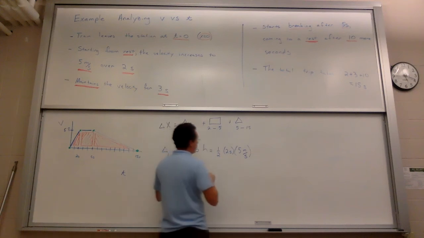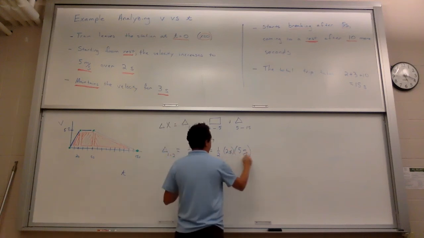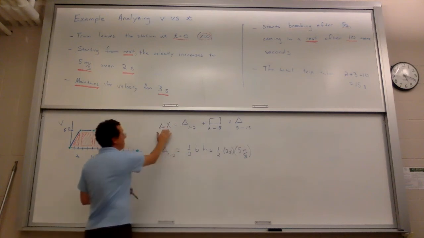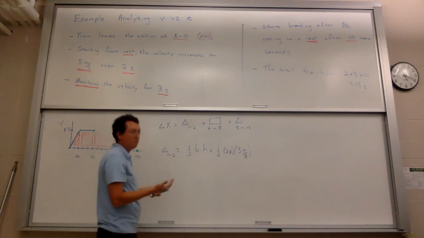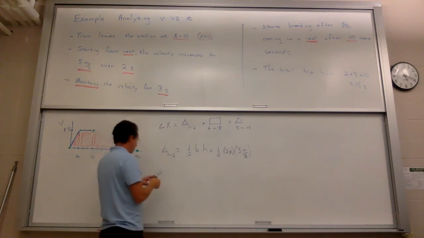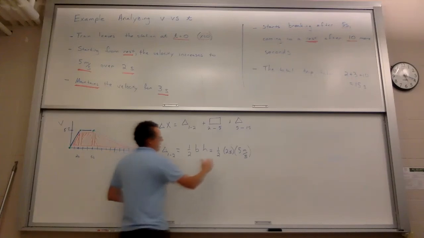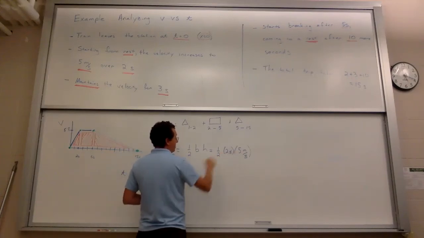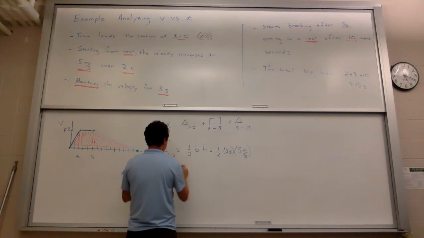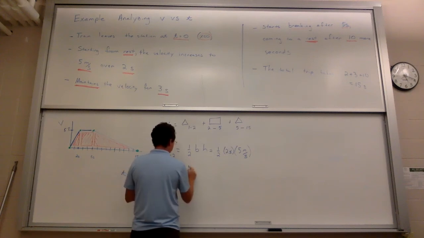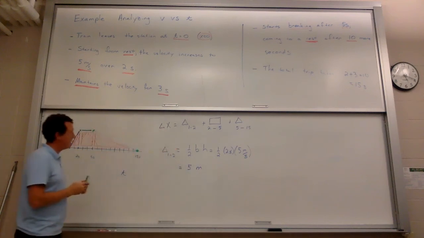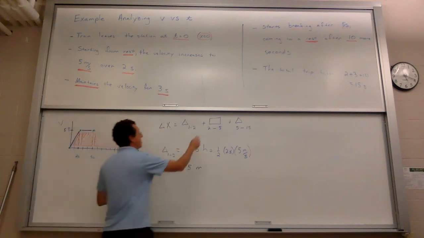I'll watch my units. Seconds will cancel. That's good. I'm left with meters. That's really good because I'm trying to find a change in position or a displacement. So that should have units of meters. And I multiply these. This gives me 5 meters. Right, let's move on to the next shape.